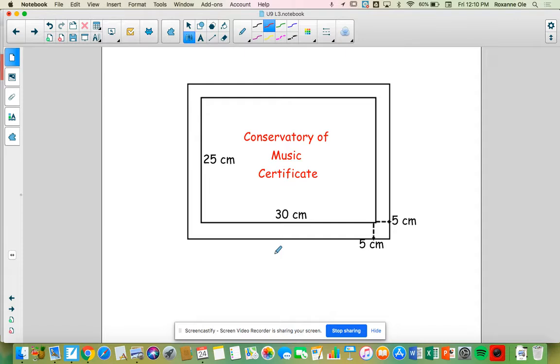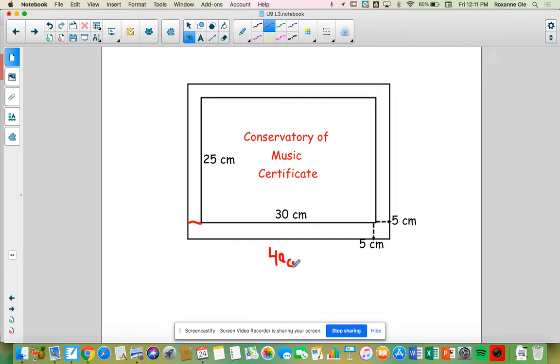If you said 35, then you forgot about something. You forgot about this space right here. This is also 5 centimeters. So if we have 5 centimeters here, 30 centimeters here, and 5 centimeters here, what's the dimension of this length line here? It would be 40 centimeters.